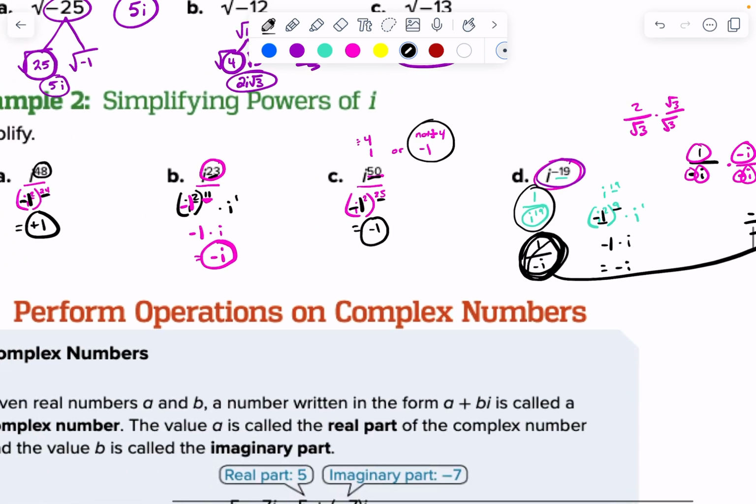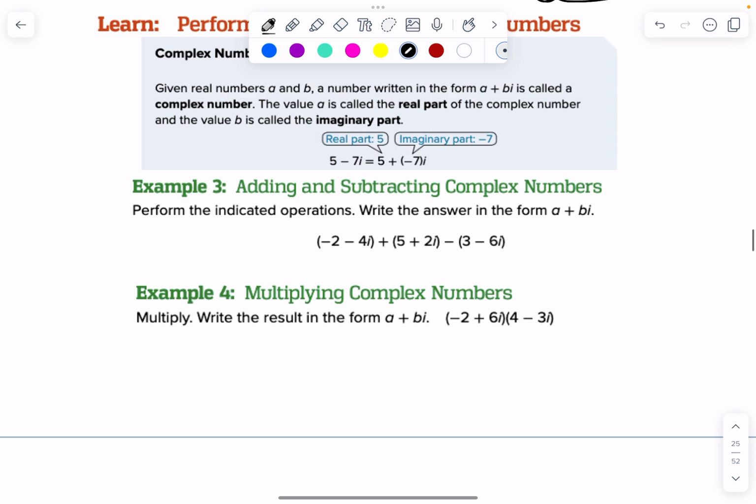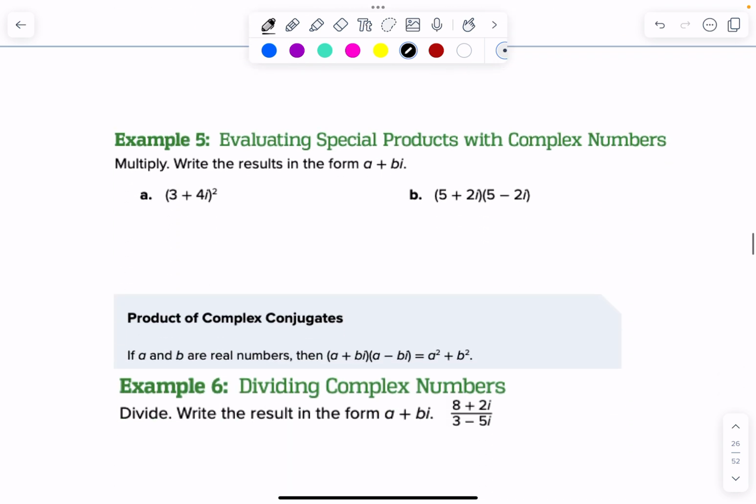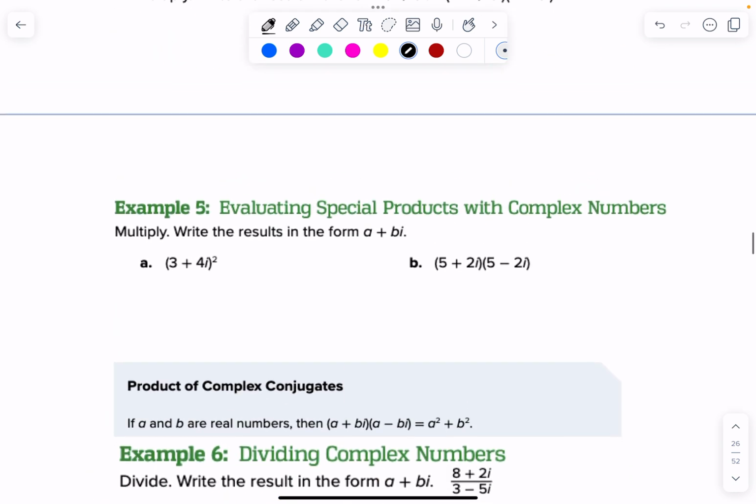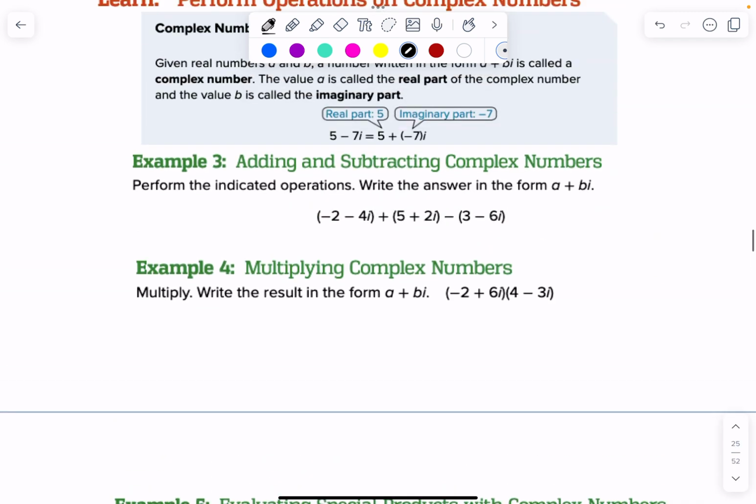Whew, what a mess. All right, let's do a couple more, and then we will be done. Yeah, we'll maybe do up through example 5. Let's see how fast these go. All right.